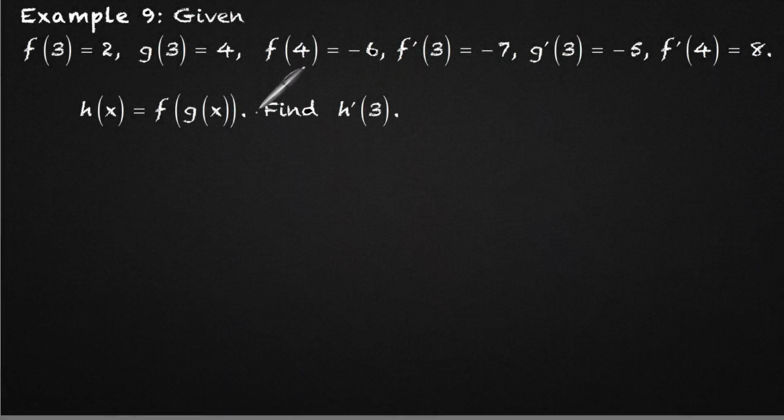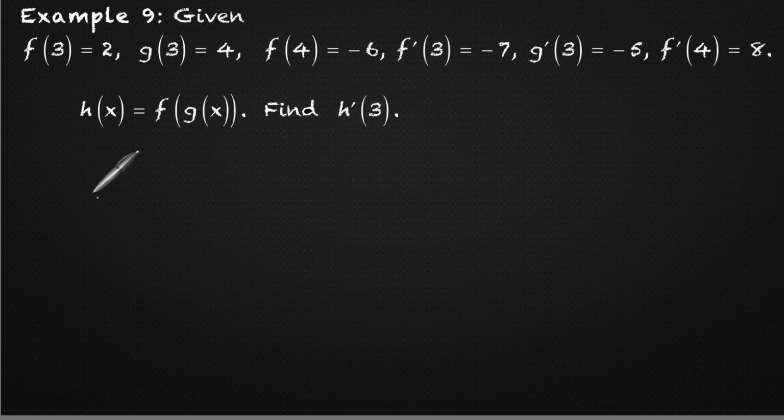Okay, in example 9 here we have given a bunch of data. F of 3 equals 2, g of 3, f of 4, f prime of 3, g prime of 3, and all this extra stuff here. And we have h of x is equal to f of g of x. So g of x is the inside function, f is the outside function, and we need to find h prime of 3.